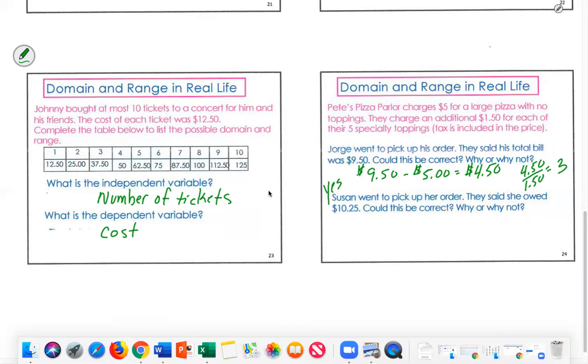Now, Susan went to pick up her order, and they said she owed $10.25. Could this be correct? Now I'm going to go with no right off the bat because I really don't think we can end in 25 cents here. I think it would have to be either 50 or like a full dollar. So we're going to do the same thing. We're going to do 10.25 minus $5. We're going to get 5.25. Then we're going to do 5.25 and divide it by 1.50. And notice we're going to get 3.5. And you can't get half a topping. It's either there or it's not. So no, this is not possible.